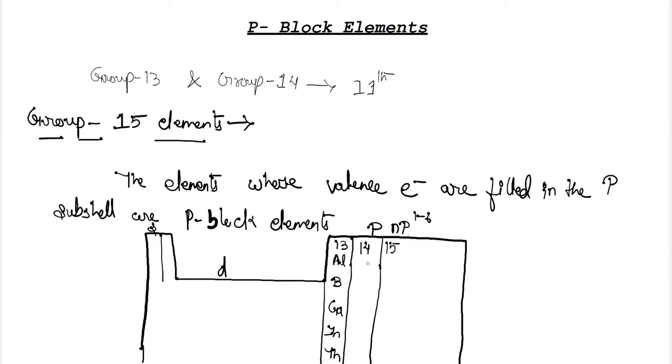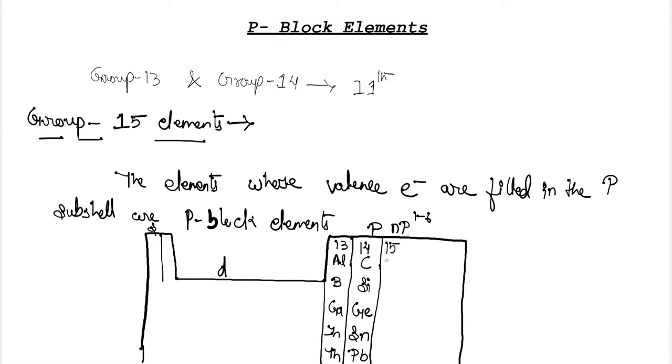Next is your 14th group elements. The 14th group elements are carbon, silicon, germanium, tin, lead. Carbon, silicon, germanium, and tin, lead. You can remember it like this.